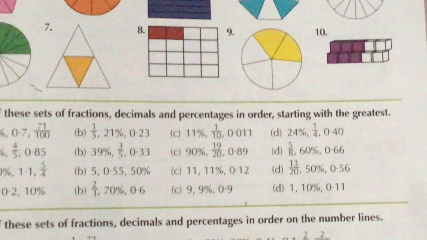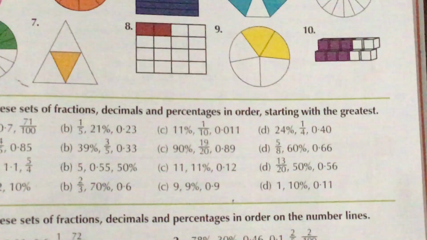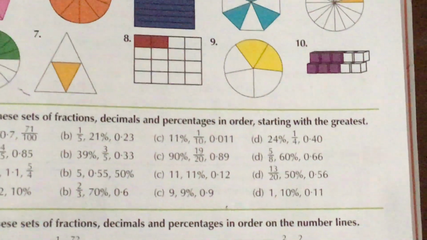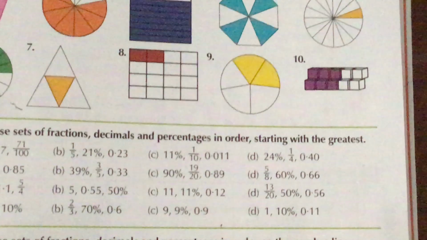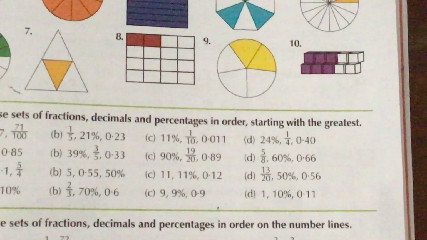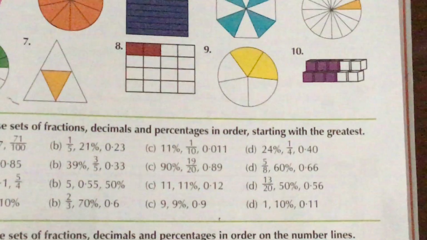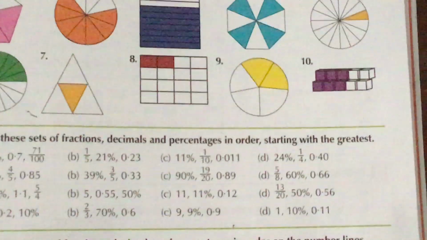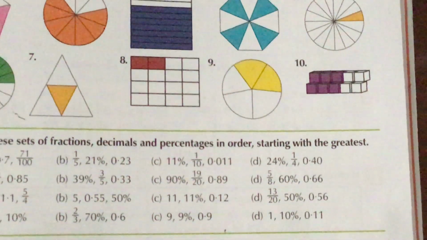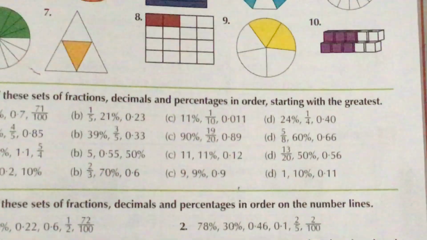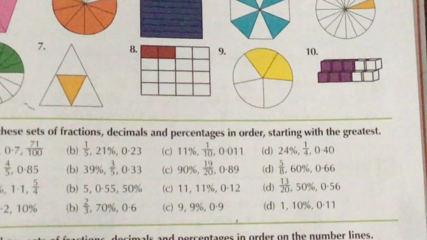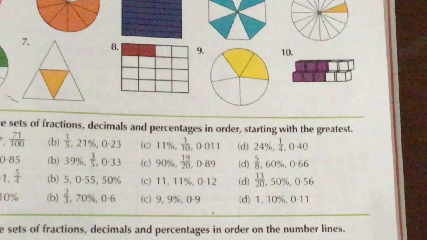So 11%, 1/10, and 0.011. So you're going from the greatest to the smallest. So I'm going to change them to percentages. So we have 11%. I'm just choosing percentages. So we have 11%, 1/10 is 10%, and 0.011. So to change that to a percentage, I move the decimal point 2 places to the right, because when you're changing decimals to percentages, you multiply by 100 and you move your decimal place 2 places to the right. So that's 1.1%. So 11% is the biggest. 1/10 is next because we found out it was 10%, and 0.011 is the smallest value because we found when we converted that it read as 1.1%.